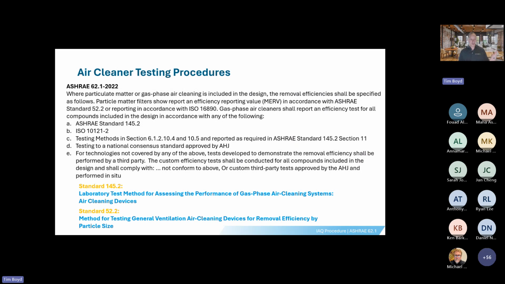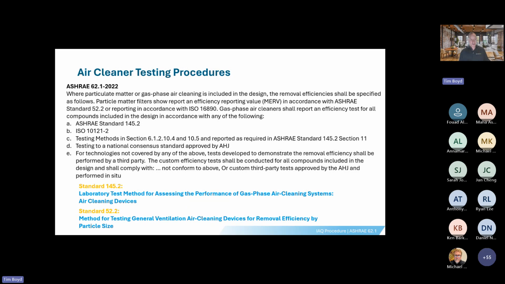They already had the 52.2 test. That's that single pass particulate test. What they added was the requirement for ASHRAE 145.2. So they built a standard that does a single pass gas phase test. This is a third-party test that can be done in multiple different third-party laboratories, where you can actually test what is the single pass of your carbon filter, molecular filter, what have you, that now handles those specific contaminants that are in the standard and in the code now.